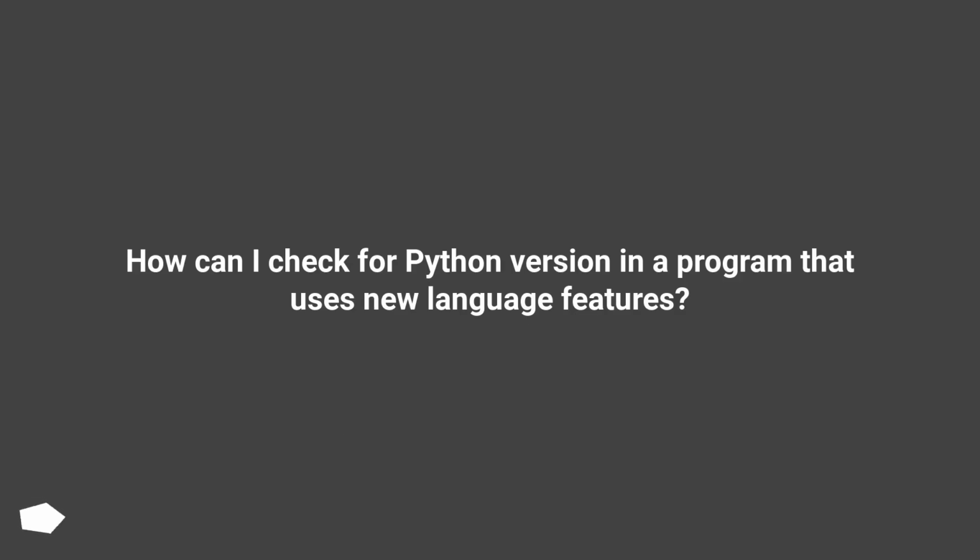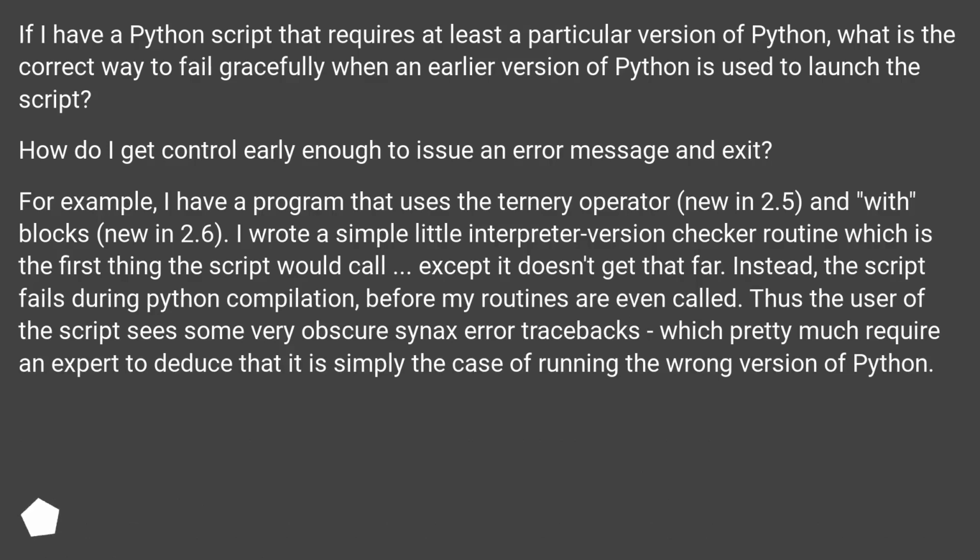How can I check for Python version in a program that uses new language features? If I have a Python script that requires at least a particular version of Python, what is the correct way to fail gracefully when an earlier version of Python is used to launch the script? How do I get control early enough to issue an error message and exit?